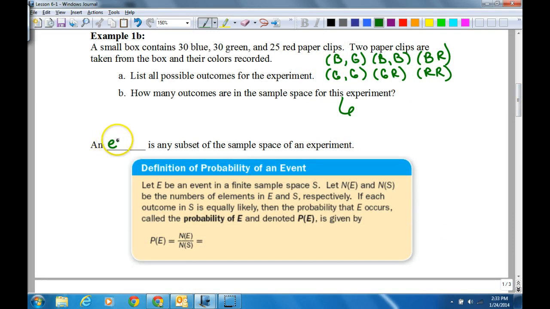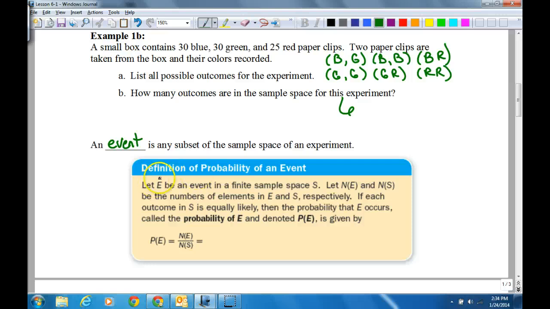An event is any subset of the sample space of an experiment. Could you just have said 2 paper clips times 3 colors equals 6 for example 1B? Is that accurate for all of them, or just this one? This probably would have worked here, but it doesn't always necessarily.